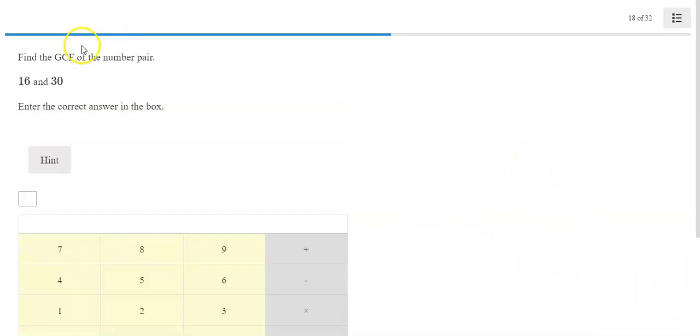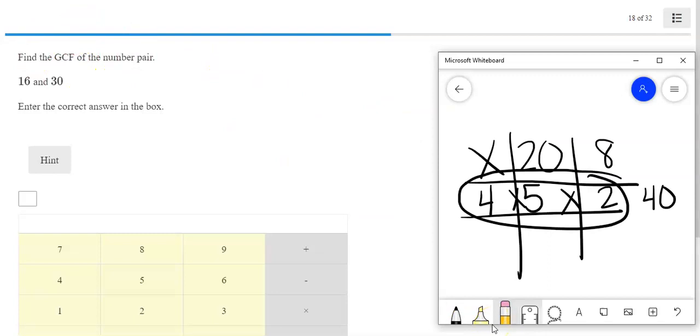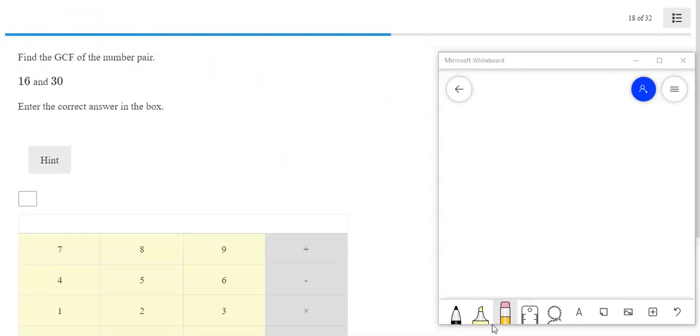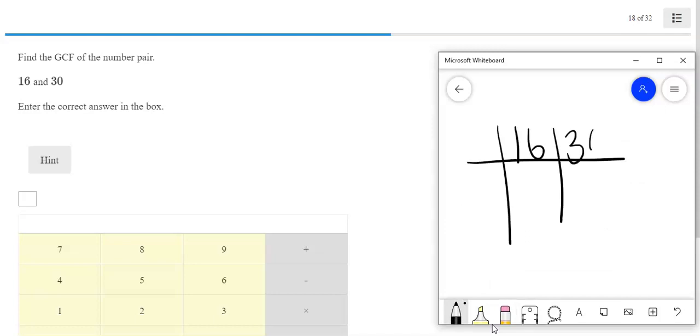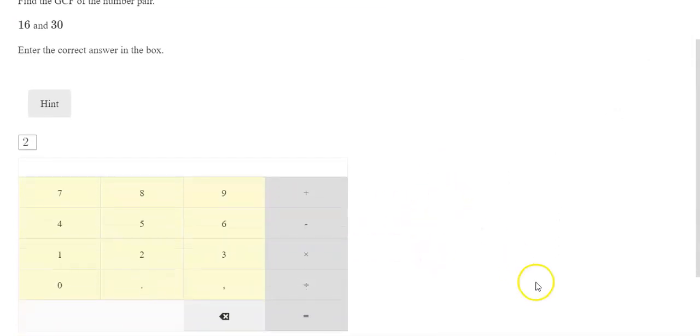Next. Nope, now we're on the GCF. So we have 16 and 30. Okay, 2 times 8 is 16, and 2 times 15 is 30. Nothing else goes into the 8 and the 15, so we're going to circle the outside in this case, so our answer is 2.